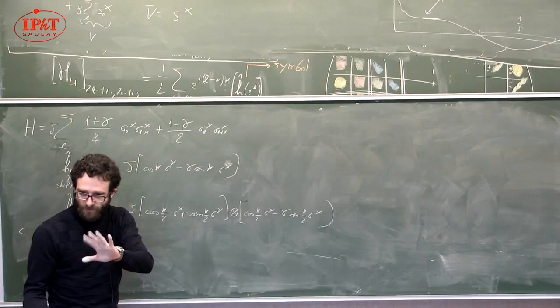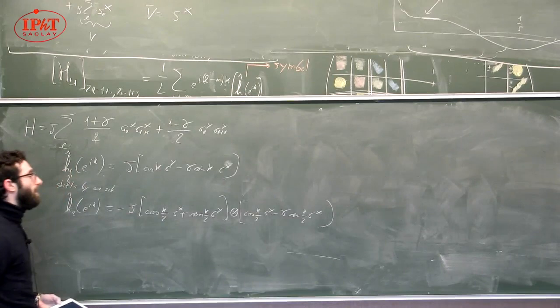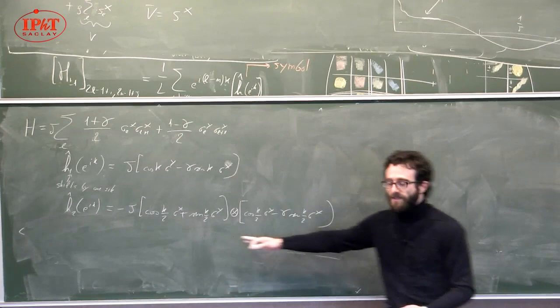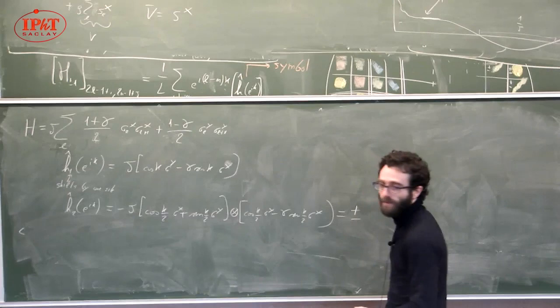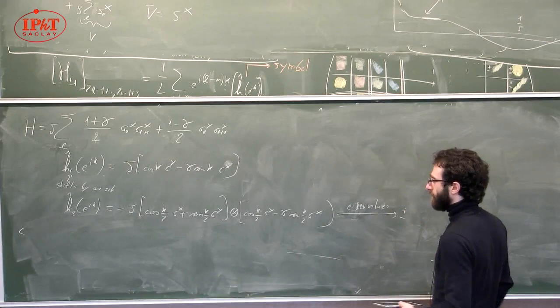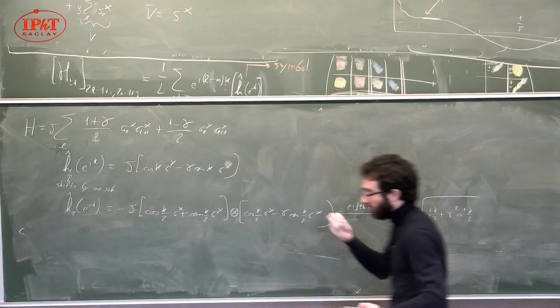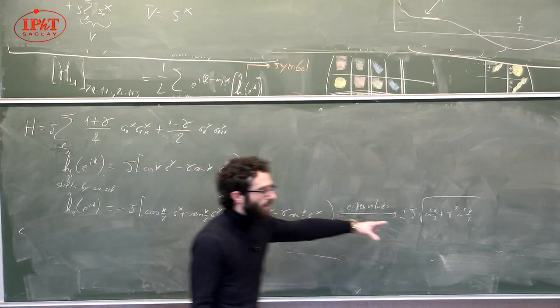Now, if you compute the eigenvalues of this, they can be computed very easily because it has this kind of factorized form. So they are just the product of the eigenvalues of this times the eigenvalues of this. What you find is that the eigenvalues will be plus or minus J square root of cosine squared K over 2 plus gamma squared sine squared K over 2. This is a 4 by 4 matrix, but there are only two different eigenvalues. Each eigenvalue has degeneracy 2.